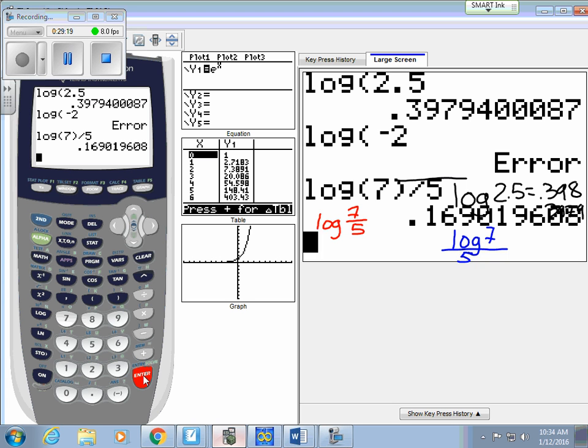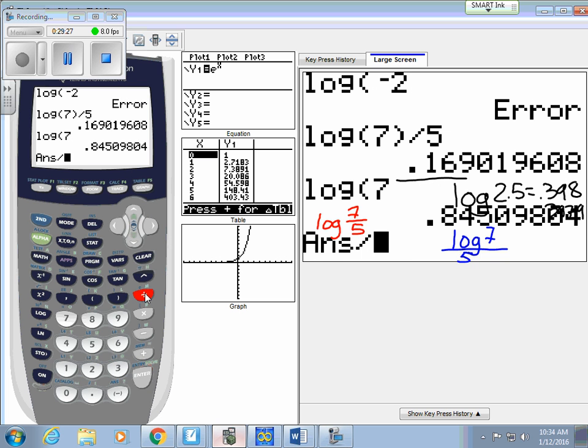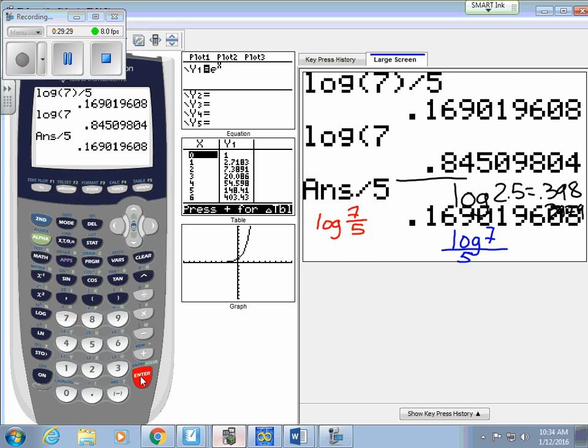If you're not quite sure if your calculator is doing it accurately, then make sure you just say log of 7, hit enter, and then divide by 5 at the end. Did you get the same answers? Yeah. Okay. At 0.169. Okay.